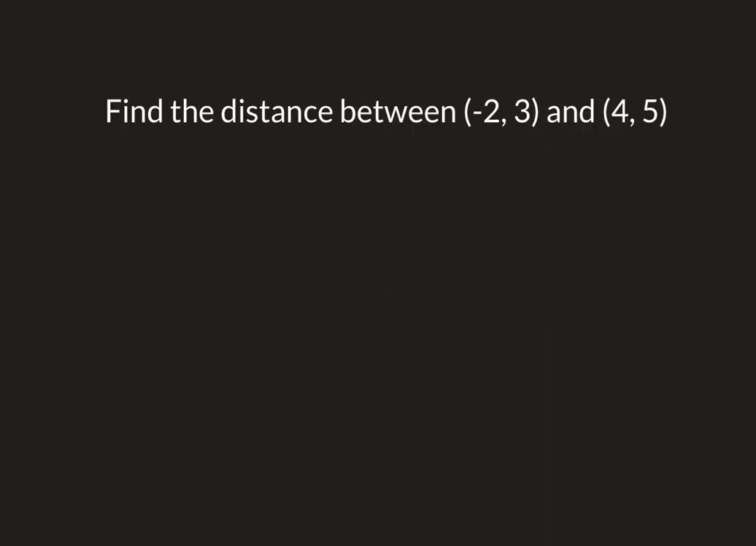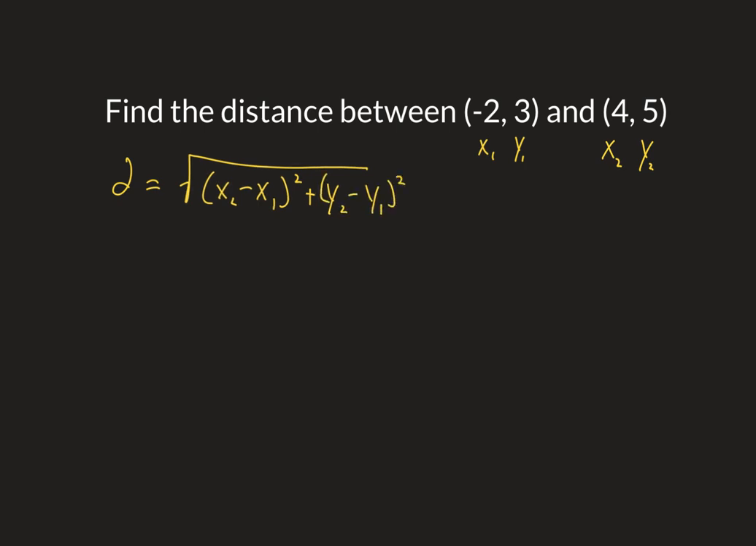So if we want to find the distance between the 2 points using the distance formula, I'm going to start off by labeling x1 and y1, and then x2 and y2. And then I'm going to go ahead and plug them into that distance formula that we just looked at, which is the square root of x2 minus x1 squared plus y2 minus y1 squared.